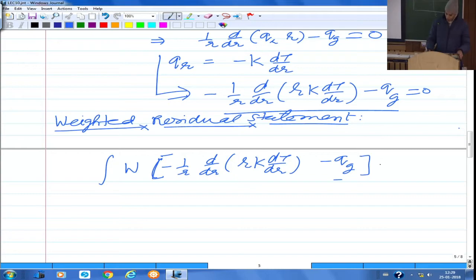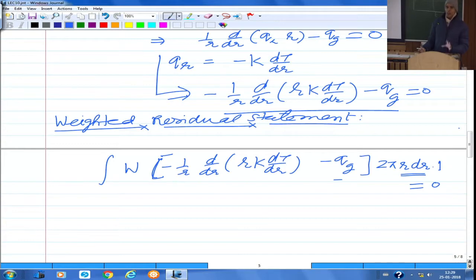This entire thing here that we write is only a function of r. So I can write the volume as 2 pi r dr, and along the length the dimension is unity, this is equal to 0. So this would be your weighted residual statement. That 2 pi is a constant, you can just divide the whole thing by 2 pi. So this can go out, but it won't be simply dr, it has to be r dr.